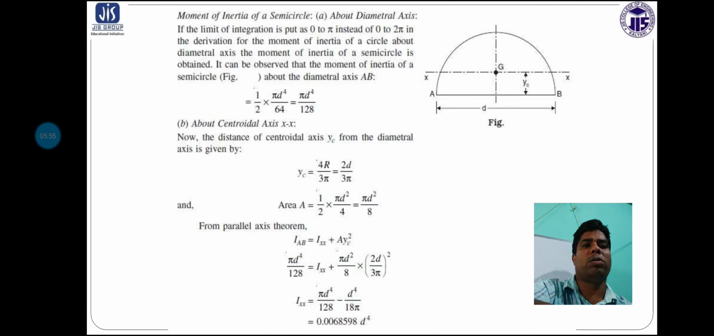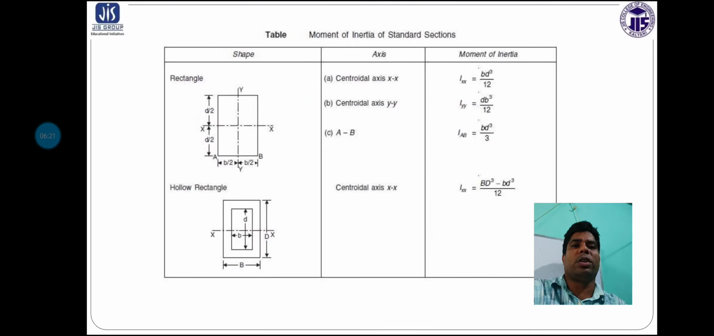Now the moment of inertia of a semicircle. This is a similar process to the method I followed for the circular section. So we just calculate with the actual data. If I put in all the data and follow the similar method that I followed in the circular section, we can get the result.